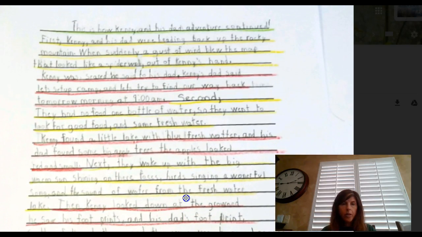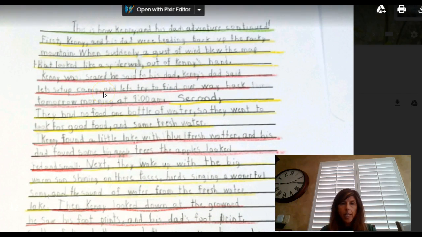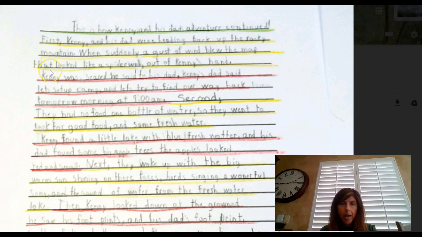Okay, here we go. This is how Kenny and his dad's adventures continued. First, Kenny and his dad were heading back up the Rocky Mountains when suddenly a gust of wind blew the map that looked like a spider web out of Kenny's hand. Kenny was scared. Kenny's dad said, let's set up camp and let's try to find our way back tomorrow morning at 9. Second, they had no food, one bottle of water, so they went to look for good food and some fresh water. So this is a really good narrative.